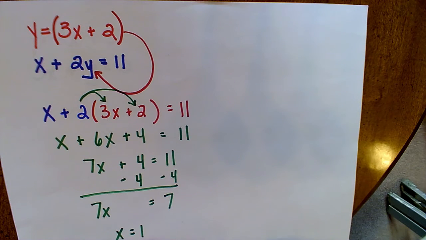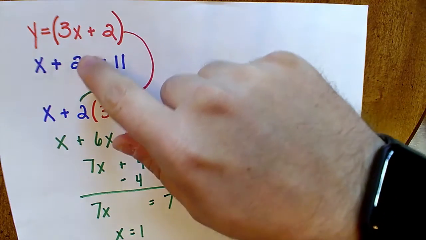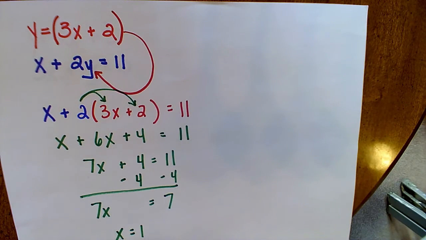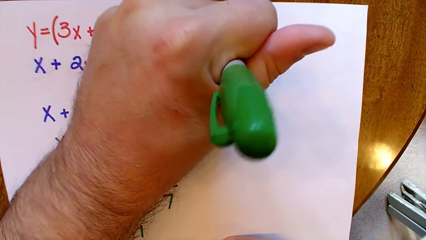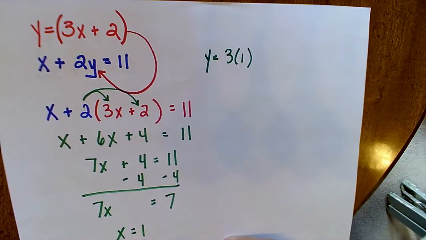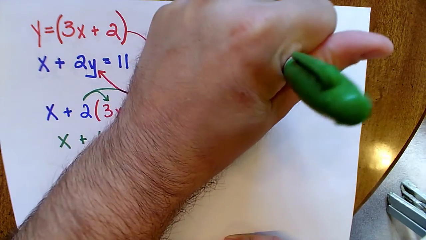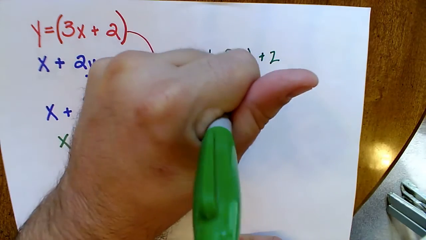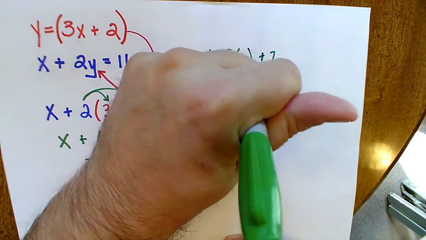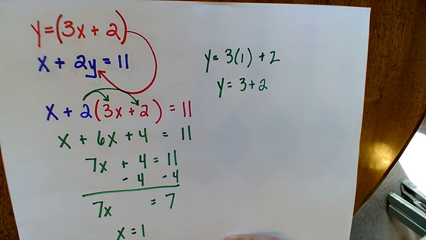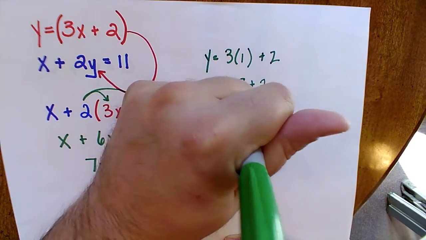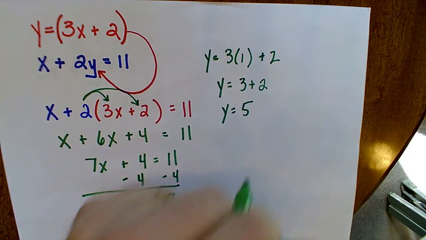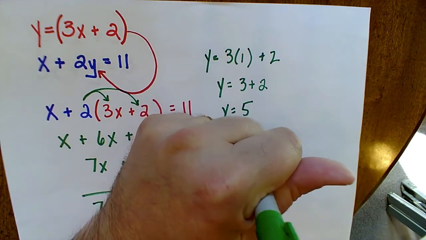Now, we know that x equals 1. We have to take that x equals 1 and plug it back into one of the equations. I'm going to pick this one right here because in order to solve these, we have to have an x and we have to have a y. So y equals 3 times 1 plus 2. Y equals 3 plus 2. Y equals 5. So our solution is 1, 5.